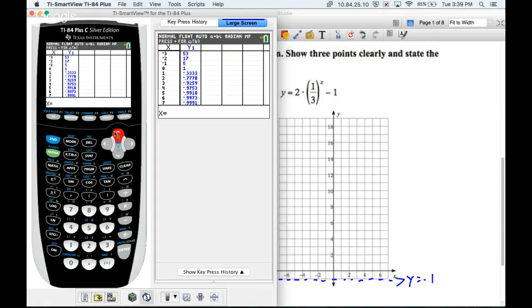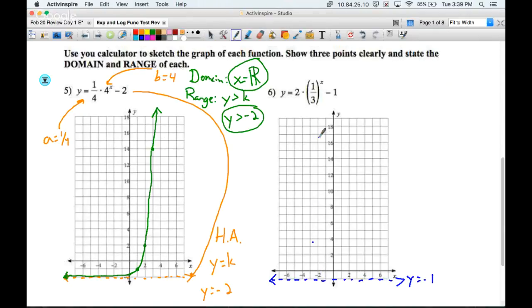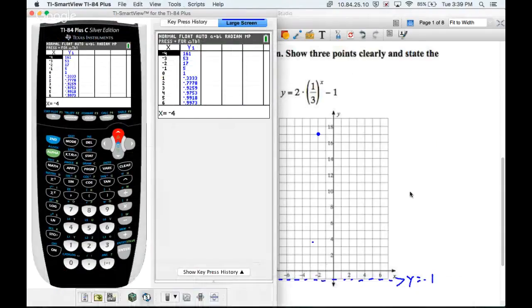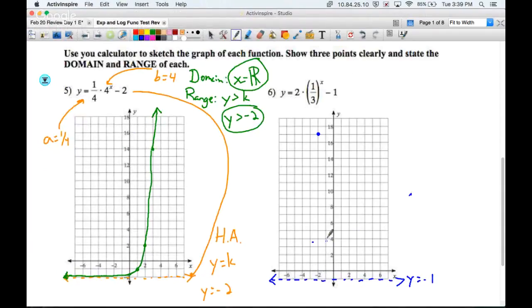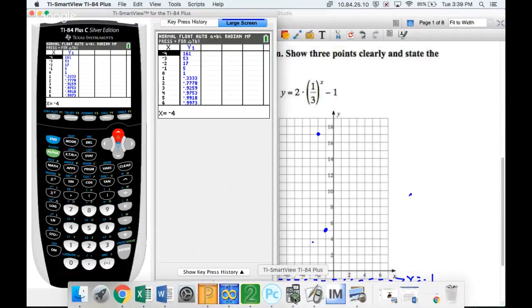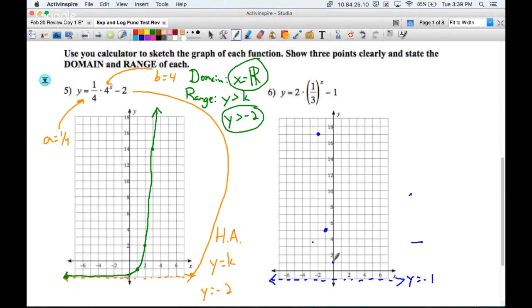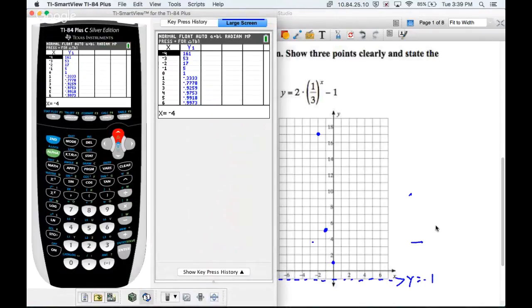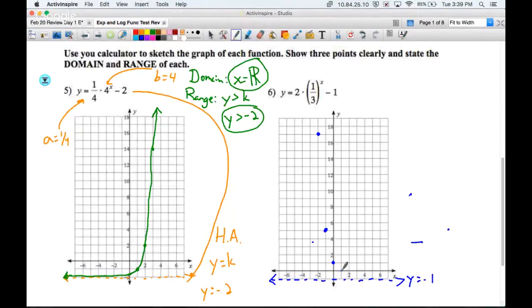And then I'm just going to look for the lattice points. I can see -2, 17 is a point on this graph. So -2, 17. I can also see -1, 5. I can also see 0, 1. 1, -1/3, and then we're really out of lattice points at that point. This is just going to flatten out to our horizontal asymptote.